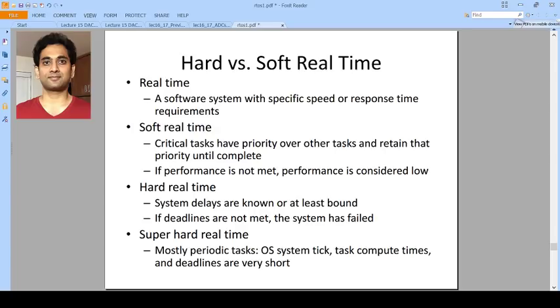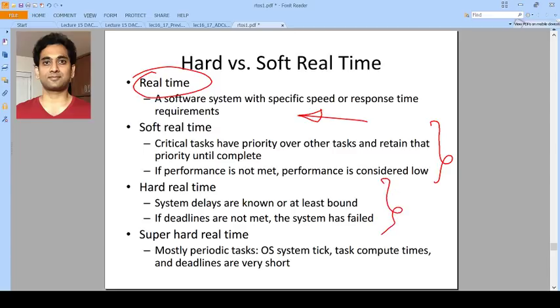Now, there are a few definitions that we want to pay attention to. A real-time system is a software system with specific speed or response time requirements. A soft real-time system, something we will come back to discuss in more detail, is a system in which if a task is not meeting its deadline, then the system has lower performance. So the performance of the system is low, medium, or high based on whether the task meets its deadline or not. That's a soft real-time system.